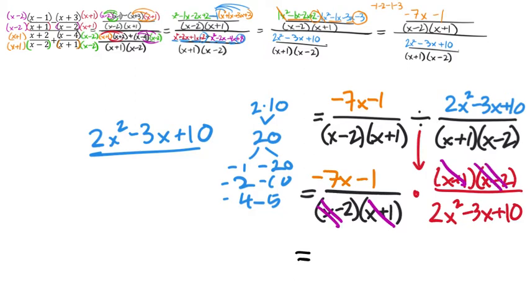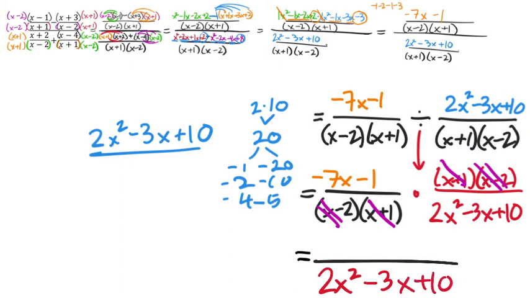Boom, cross-simplified. Now, we already checked this 2x squared minus 3x plus 10 to see if it could be simplified, but it cannot, so it's going to remain in the denominator, along with the negative 7x minus 1 in the numerator. Could you factor that out? You could factor out a negative 1 there. Sure, you could, but it's not really going to do anything in terms of this particular problem, so I'm just going to leave it alone. And we're going to call that good.